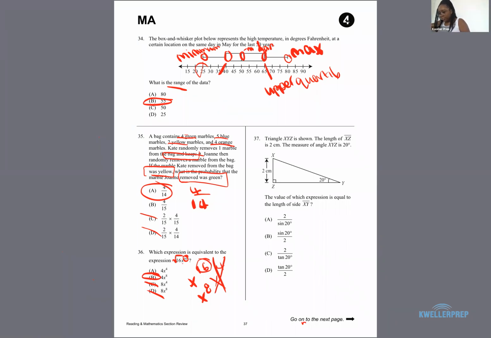Now 37. Triangle XYZ is shown. The length of XZ is 2 centimeters.